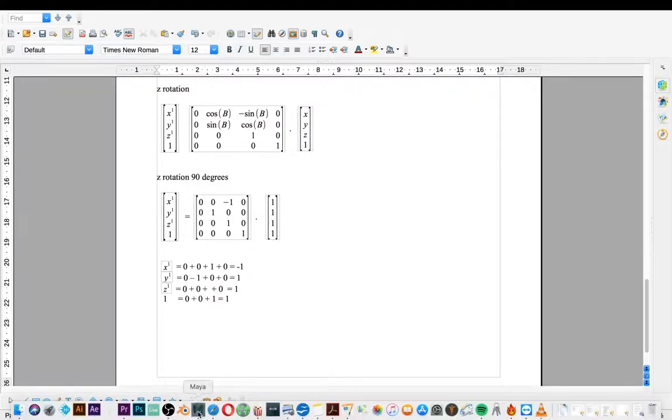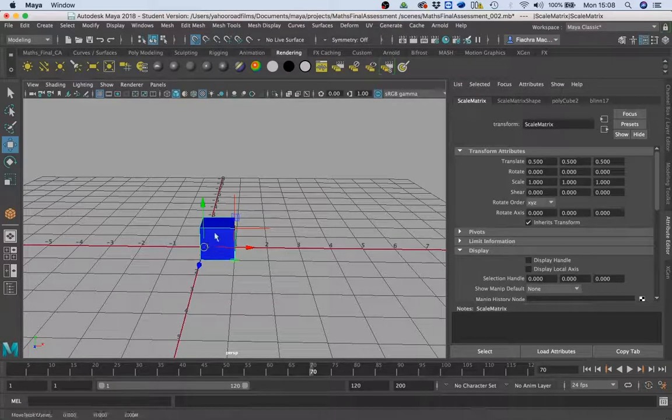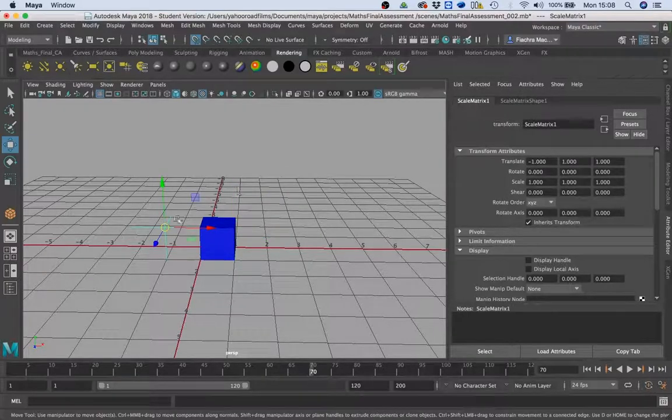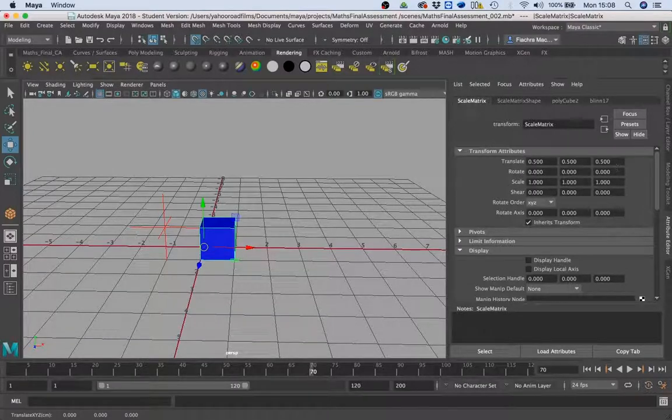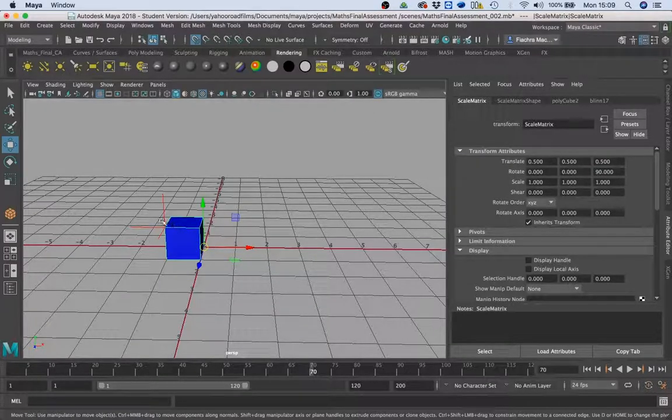Okay, so if we go into Maya, here we are in Maya. I have a cube, and the locator gives us the points 1, 1, 1, 1. If, like our result, this was minus 1, 1, 1, that's where it would end up. If we then do a 90-degree rotation in the z-axis, as you can see, the cube is aligned with that locator. So the result in the matrix is the same as doing a 90-degree rotation in the z-axis in Maya.